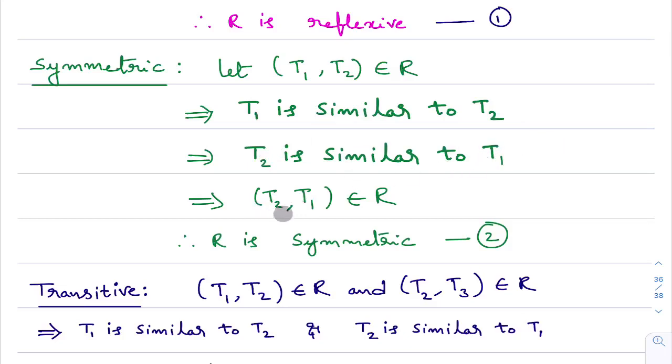So, what I can say here, T2 is similar to T1. (T2, T1) belongs to R. See, A and B are similar means B and A are also similar. It is a simple thing. So, I consider (T1, T2) belongs to R. I came to know that (T2, T1) also belongs to this relation. Therefore, this relation is symmetric.